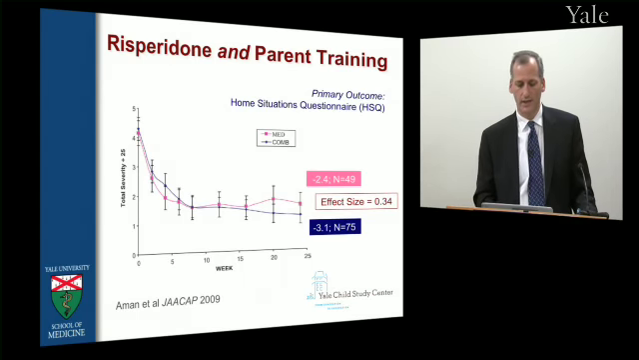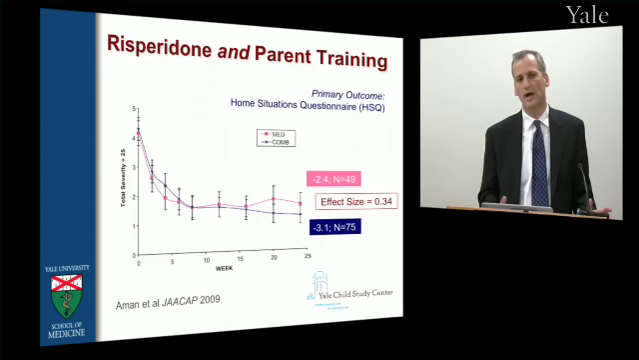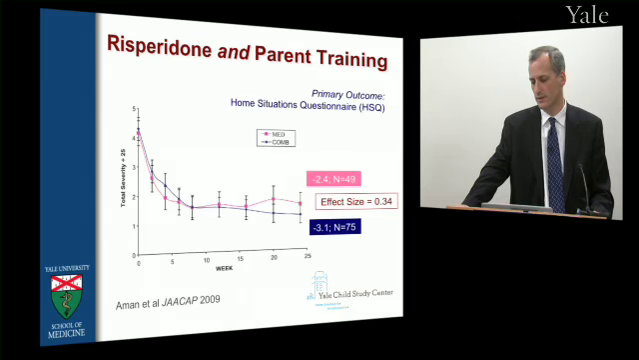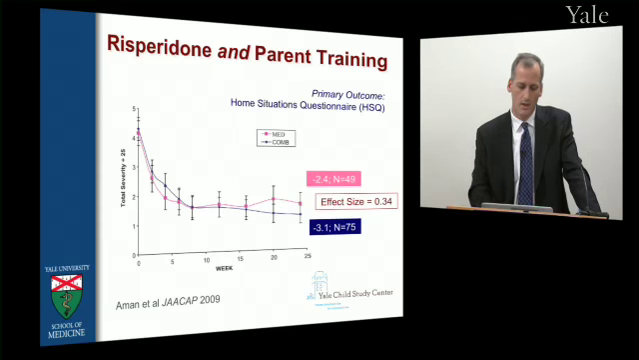In doing this, you won't be surprised to find out that in the combination group, here represented in the blue line, things went better than in the risperidone-only group. The difference is certainly not as dramatic as in the previous slide, but the point is that complementing behavioral interventions to medication gives the best of both worlds. In this case, again, we're comparing medication alone to medication and psychosocial intervention and seeing the added benefits of adding this intervention.